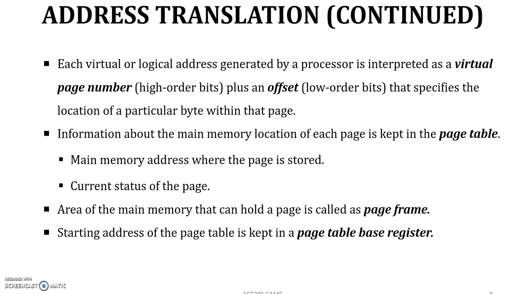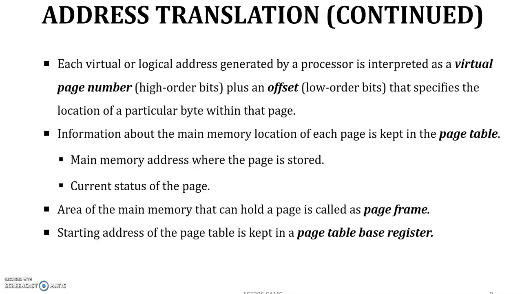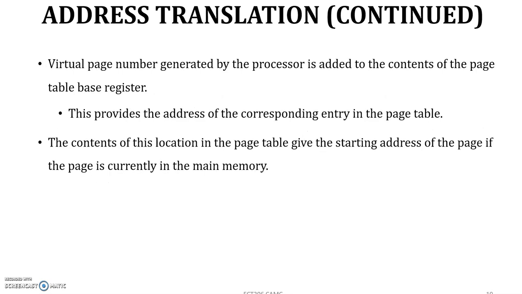And the starting address of the page table is kept in the page table base register. In that base register, we will store the starting address of the page table. The virtual page number generated by the processor is added to the content of the page table base register. This provides the address of the corresponding entry in the page table. The content of this location in the page table gives the starting address of the page, if the page is currently in the main memory.